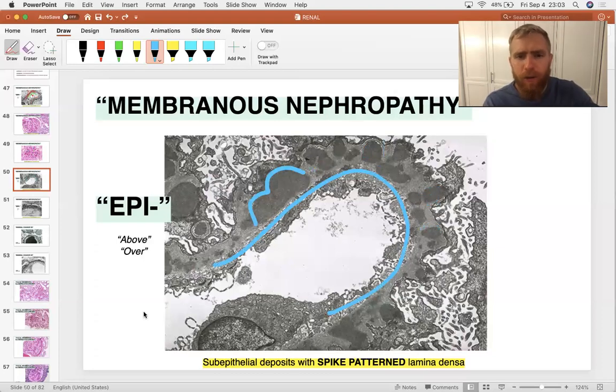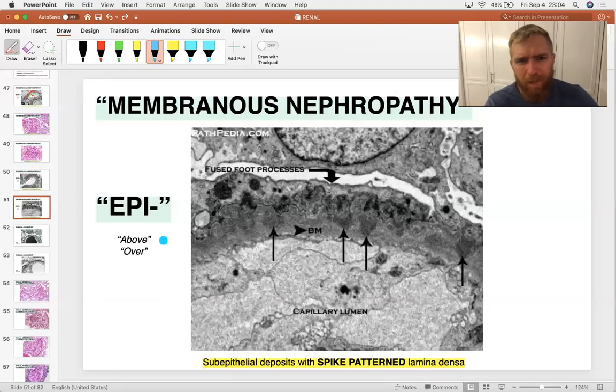And you might also see the spike patterned lamina densa get referred to in a membranous nephropathy. And the spikes are referring to areas of the basement membrane that, so the basement membrane kind of grows and grows and grows due to the immune complex damage. And where it's growing in between immune complexes, that's kind of the spikes that they're referring to. It's not really cut and paste visually.